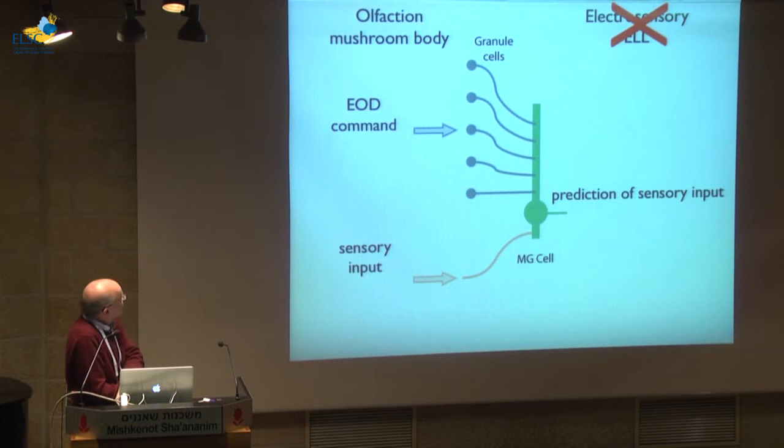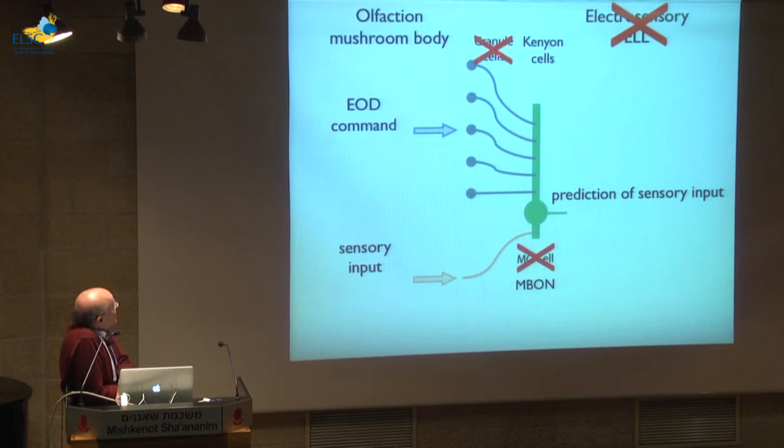The MG cell, or this Purkinje-like output cell, is now what we call the mushroom body output neuron. There are only about 30 of these that carry the signal from the mushroom body to the rest of the animal. I should say that the mushroom body is really for olfactory learning, but we'll get to that. This guy is called a Kenyon cell instead of a granule cell, but it still makes that thing. Instead of the EOD command, what you get here is the olfactory input.